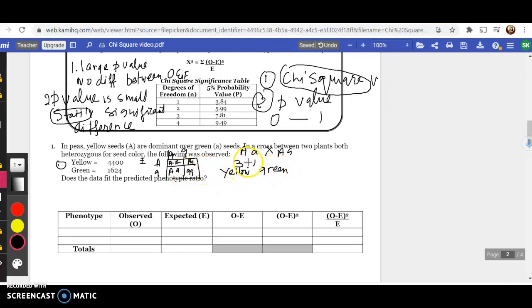So this is going to be our observed value, but we need to give, let's write down here the phenotype. What we are looking at is the yellow, and the other one is the green. So the observed value for yellow is 4,400, and green is 1624. So I have already done the totals with some of the girls who came for tutoring.